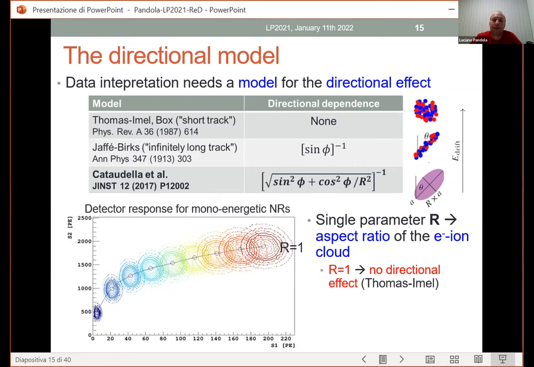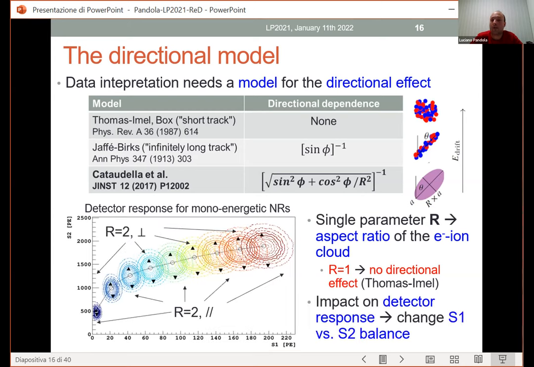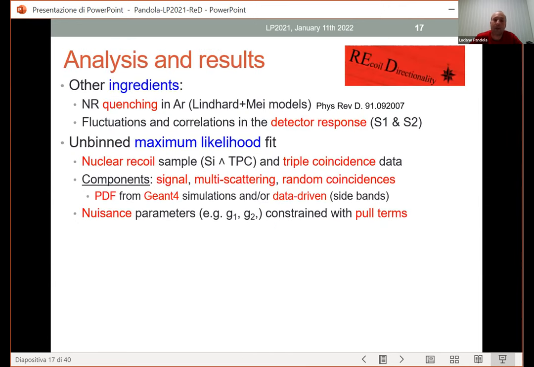So in the case there is no directionality, this will be the detector response if you have mono-energetic nuclear recoils. The size of the blobs is given by the fluctuations, either physical or instrumental. Then let's switch on a directionality effect. We set R to a value different from one, and in this case the S2, S1 balance changes differently for parallel or perpendicular recoils. If you have parallel recoils, you enhance S1 and deplete S2, and vice versa. So the effect of the directional dependence is to change the balance between S1 and S2 with respect to the null signal. And this is what we actually did by using our data.